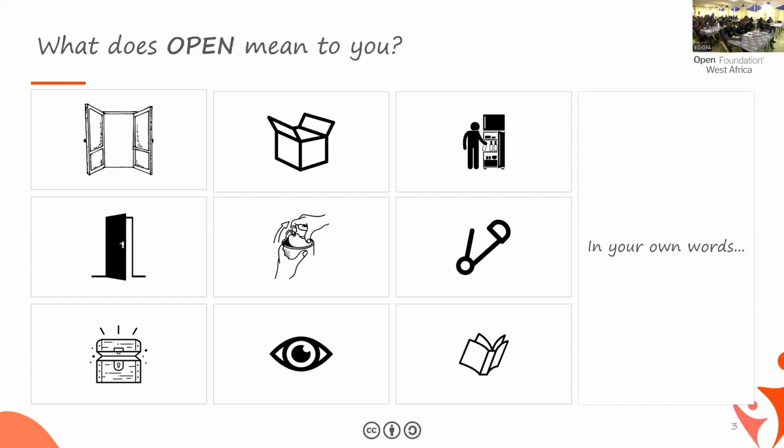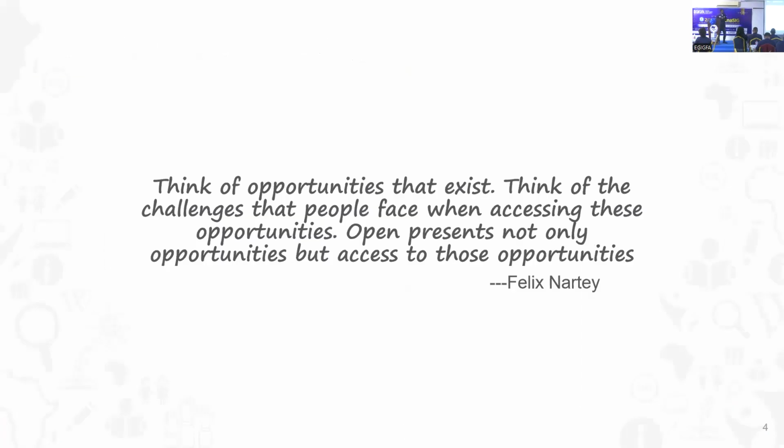So this is some of the things. You can see a window that is open, a box that is open, a pin, somebody's mouth that is open, a book that is open, you can even talk about the eyes. They all portray open. But think of opportunities that exist, and think of the challenges that people face when accessing these opportunities. So when you talk about open in this context, we're talking about presenting not only opportunities, but how people can access those opportunities.